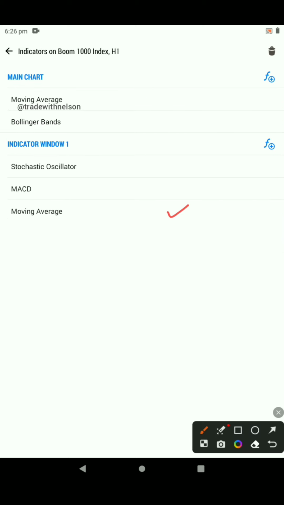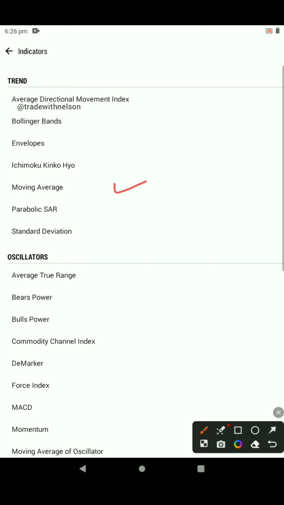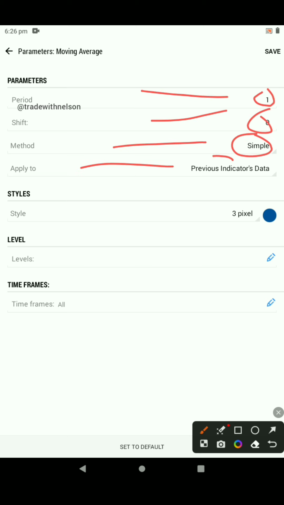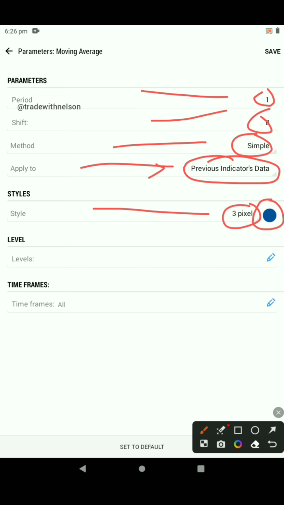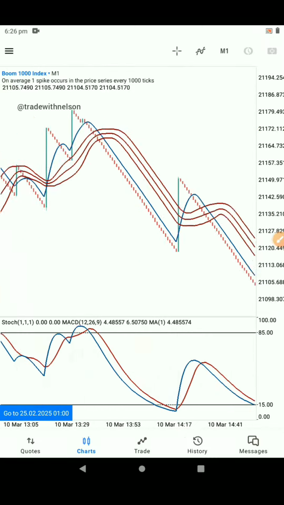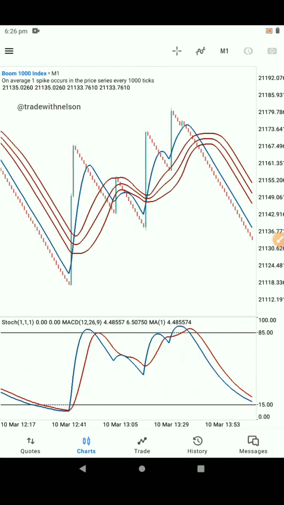And for the last indicator, which is the moving average, click on the F icon on the main chart. This is moving average. Make your period 1, shift 0, method simple. Apply to previous indicator data. This is also very, very important. Style, make it 1 pixel and select a color of your choice. After that, click on save. If you follow my settings correctly, your chart should look exactly as what you see over here.